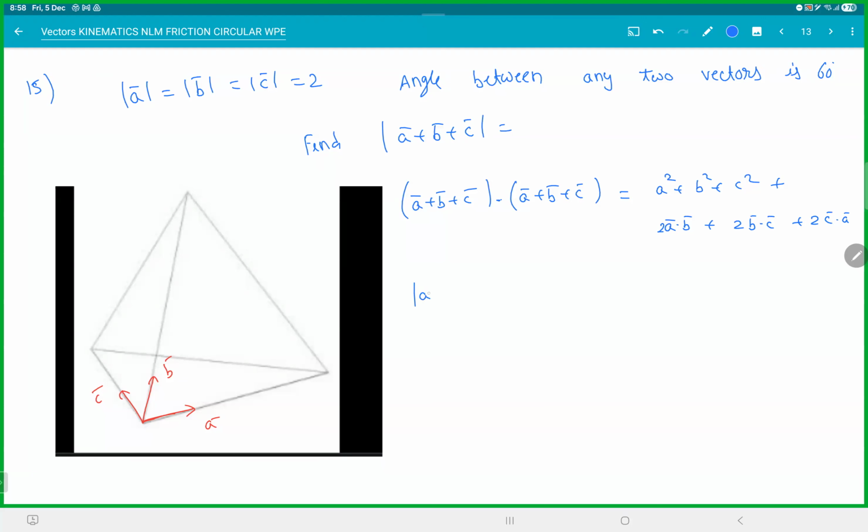So on the left hand side, you'll get mod A plus B plus C whole square. The A square, B square, C square values you know, then 2AB cos 60, 2BC cos 60, 2CA cos 60. This is the fastest thing to do. Clear? You can expand A plus B plus C whole square, it kind of looks like that, but don't say 2AB, you say 2 A bar dot B bar. Clear with this?